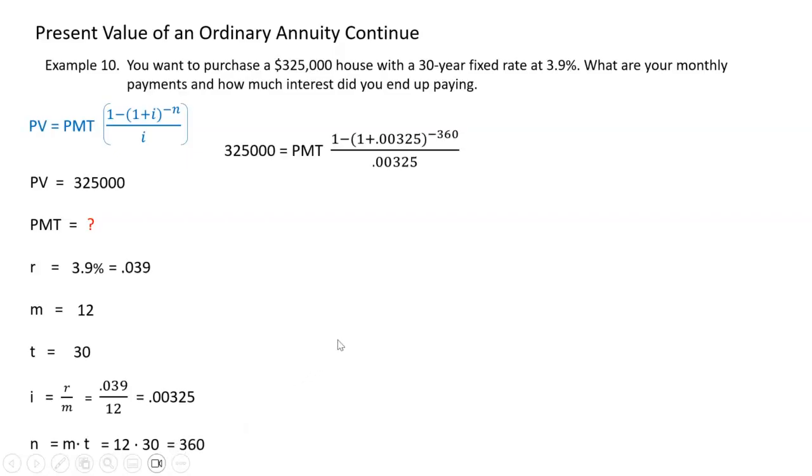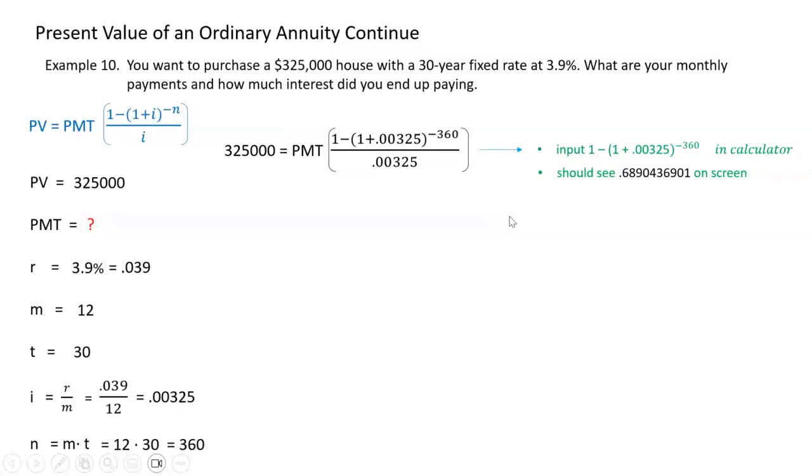Okay, so let's plug everything in, and we'll see how much our monthly payments will be. Again, using the TI-83 or TI-84, I'm going to plug it into the calculator in one steady flow. First, I'm going to input the numerator, which will be 1 minus parentheses 1 plus 0.00325 close parentheses, to the negative 360. You can enter that, and you see 0.68904369.